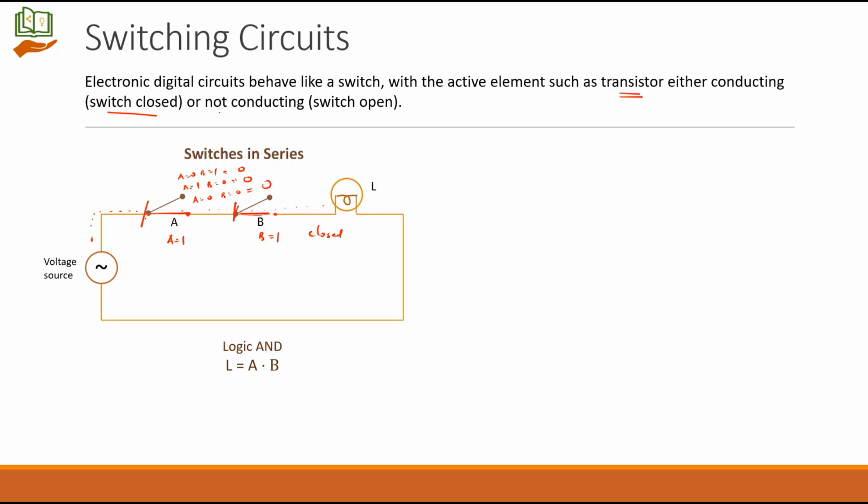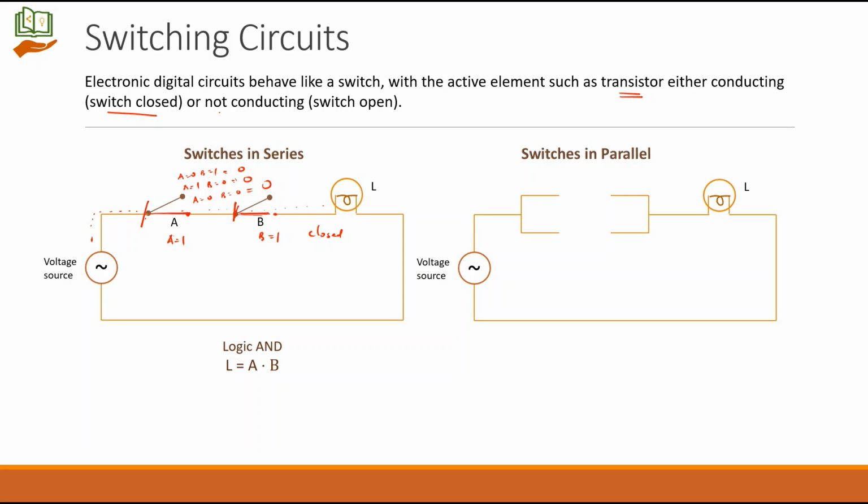When we have some arrangement in series, definitely the next arrangement will be parallel. Parallel arrangement will be in this way. You have the voltage source here and you have the lamp here. Now we have two transistors in parallel arrangement. This is actually in open position. Open means A is equal to 0 and B is equal to 0. Whatever electricity flows here, it will stop by here. It will not flow to the other part. So here the result will be 0.